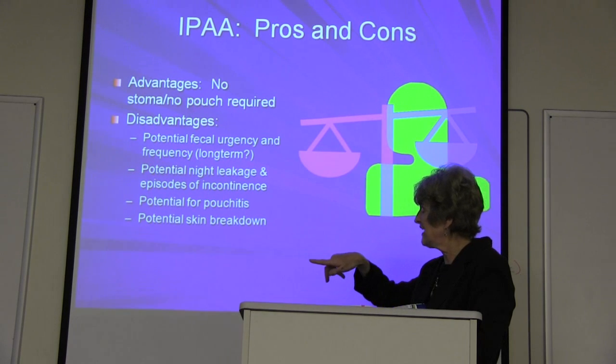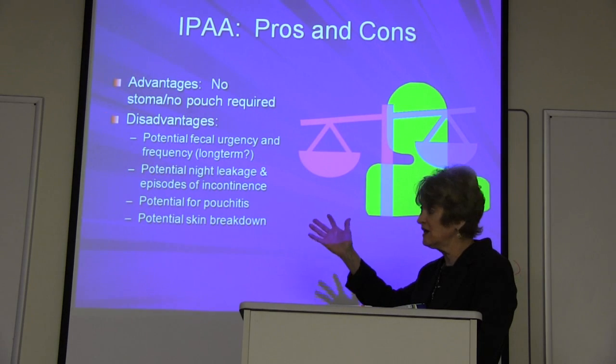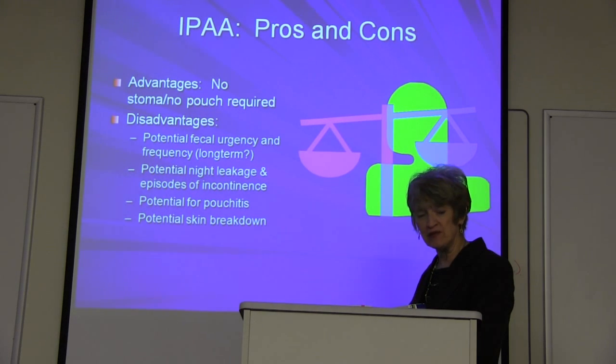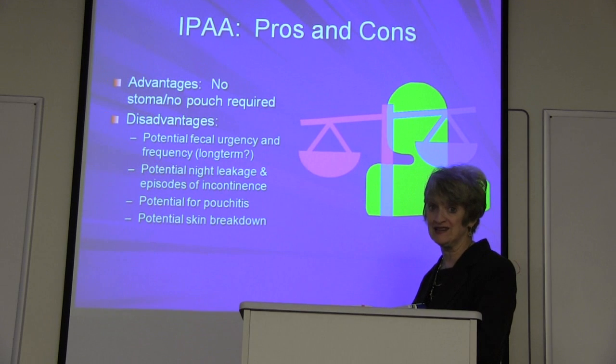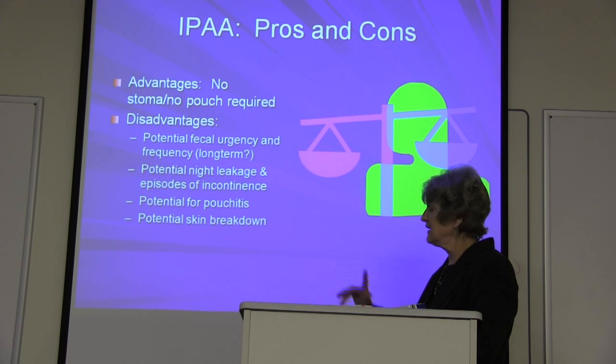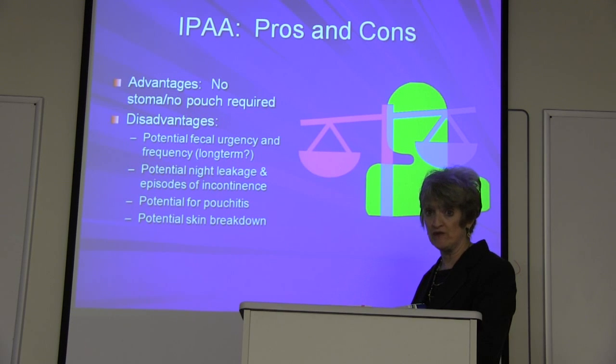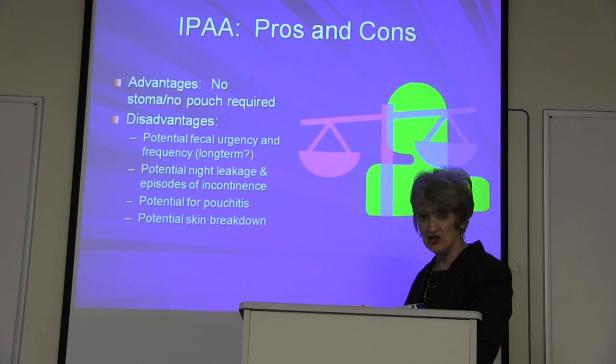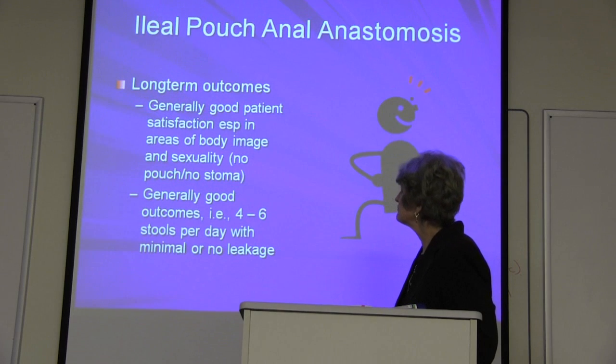There are some disadvantages: the potential for fecal urgency and frequency. For some people it's long-term, but for most people it is not. For most people these are short-term issues. Night leakage and incontinence, short-term for the vast majority of patients. Very few patients have those problems long-term. Pouchitis, yes, pouchitis is a potential complication. Again, we start patients on probiotics early so that we help prevent pouchitis before it ever gets started, and skin breakdown.